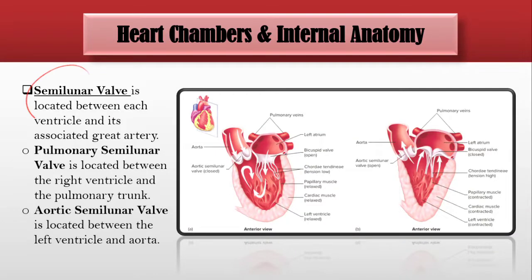So ang semilunar valve is located between each ventricle and its associated great artery. Our pulmonary semilunar valve is located between the right ventricle and the pulmonary trunk, while the aortic semilunar valve is located between the left ventricle and the aorta.